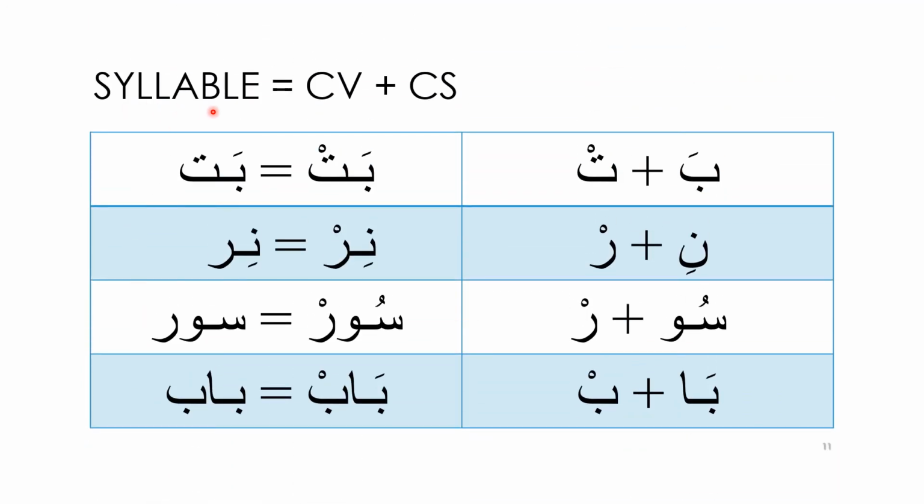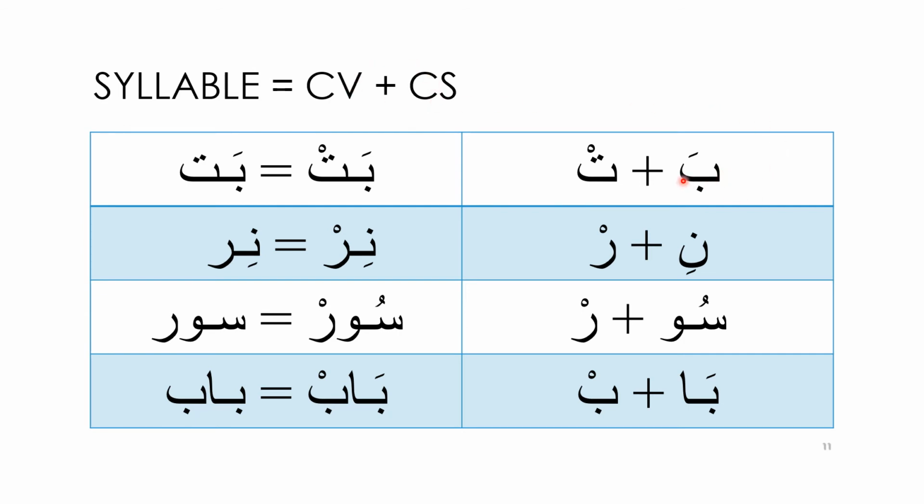Another way to form a syllable in Arabic is by having a consonant with a vowel, short or long, plus a consonant with sukun. Now remember that the sukun is the absence of the vowel. Therefore, a consonant with sukun must be pronounced with the previous syllable.